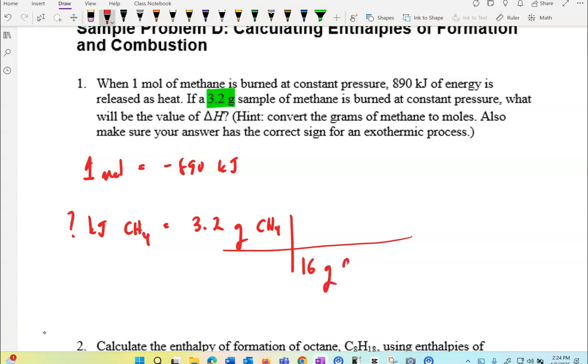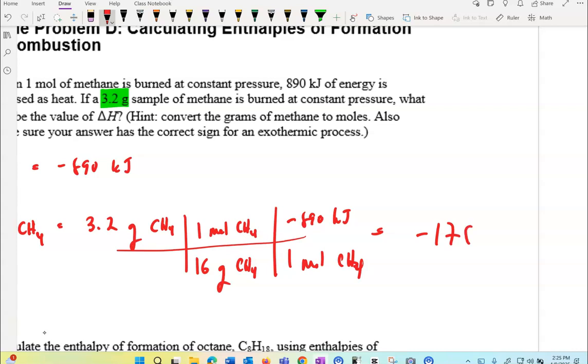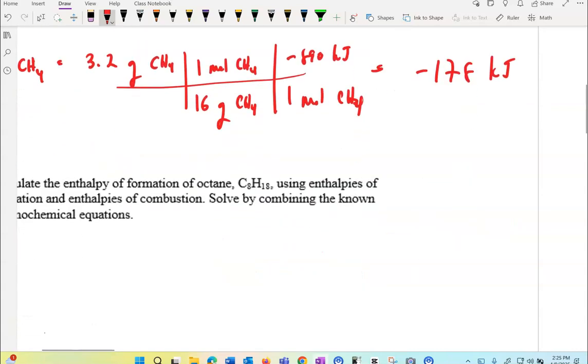1 carbon is 12. 4 hydrogens, they're each 1, that's 4. Together that's 16, and that's 1 mole. Why do I keep writing CH3? We also know that each mole of methane you burn gives off 890 kilojoules. So I'm going to say 3.2 times 1 divided by 16 times negative 890. Ladies and gentlemen, you get negative 178 kilojoules for your 3.2 grams of methane. And that's really all that one's asking you to do.